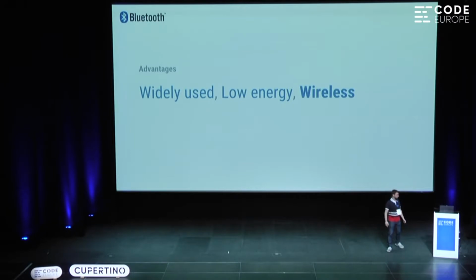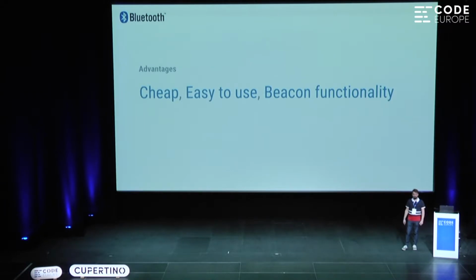Why would people use Bluetooth? Well, Bluetooth is widely used. It's very easy to get chipsets that work with Bluetooth. Since Bluetooth 4, there's a new standard called Bluetooth Smart or Bluetooth Low Energy. So it means it doesn't drain your battery, which is especially nice if your device is running on a battery. And it works without a wire. It's easy to use. It's also pretty cheap.